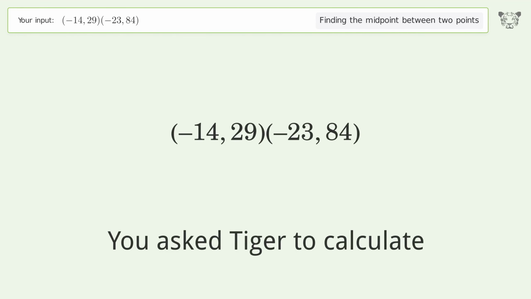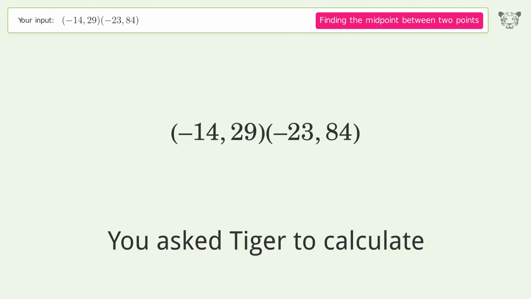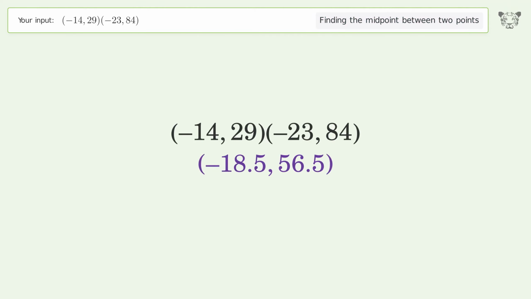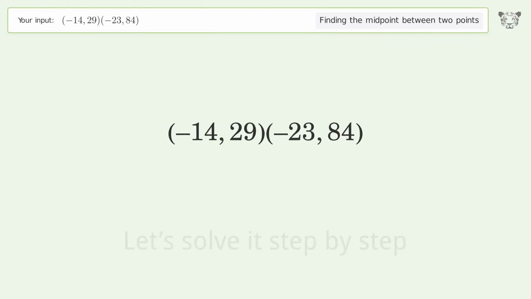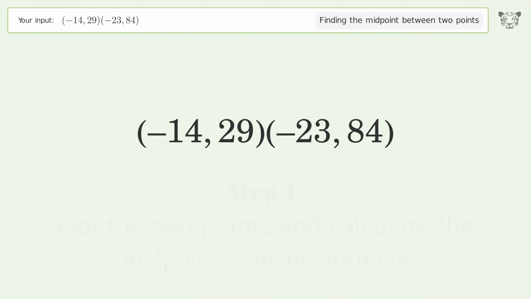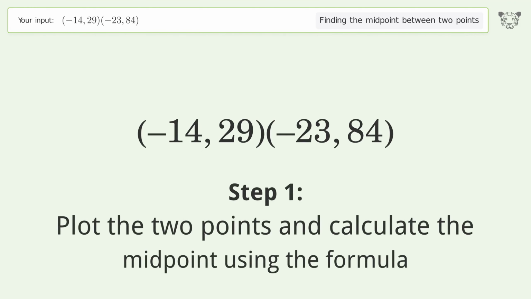You ask Tiger to calculate. This deals with finding the midpoint between 2 points. The midpoint between the 2 points is negative 18.5, 56.5. Let's solve it step by step. Plot the 2 points and calculate the midpoint using the formula.